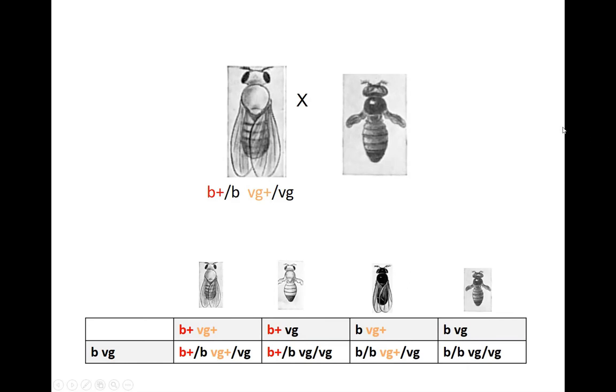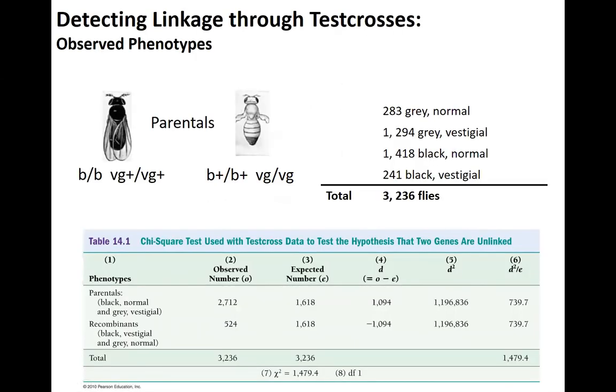Okay, so that's what we should expect for the parents. Our recombinants are going to be decoupled from that. So we can look at that in our next slide. Okay, so again, this table's from your book. I've outlined with more detail the cross that they set up. Okay, so we can see from this, we have our parental category, our recombinant category.